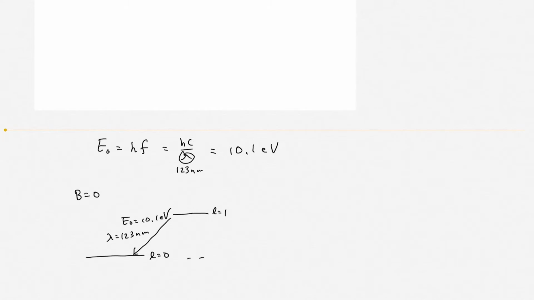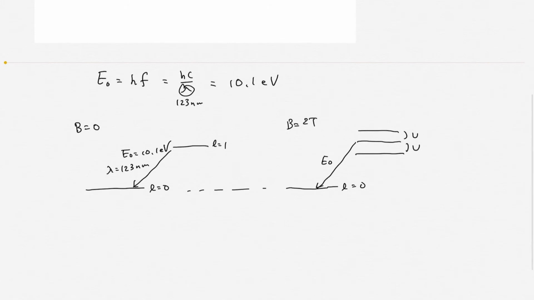Then the lowest level doesn't change, but under the magnetic field of B equal 2 Teslas, the higher energy state, the L equal 1 state, is split into 3 states. In the middle, we know this is E sub 0. We'd like to discover this U.